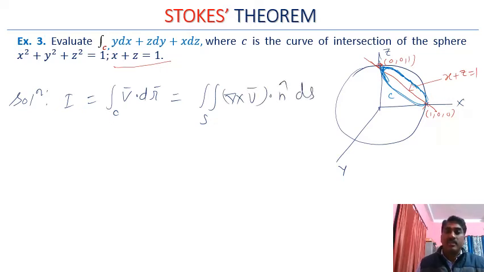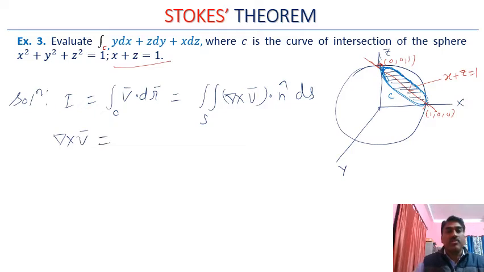And what is ds? ds stands for the surface. So what is the surface? This is the surface, meaning the surface of intersection of the plane and the sphere, meaning the surface bounded by this green circle. So first we will need to find unit vector n cap, and del cross V means curl of V. So let us find del cross V first.